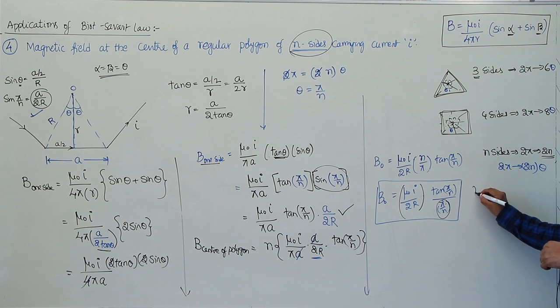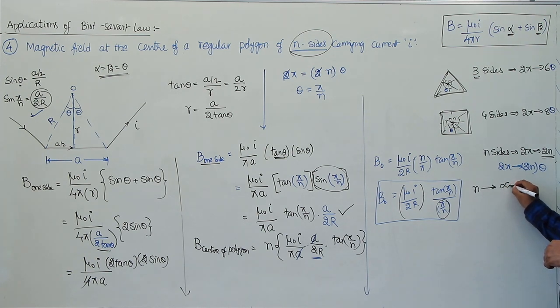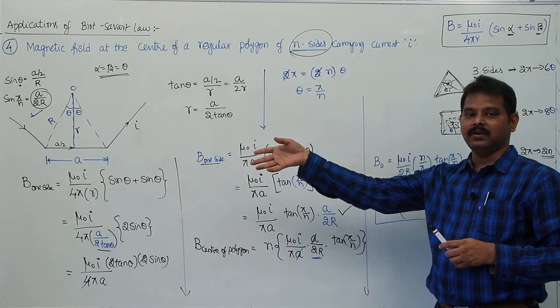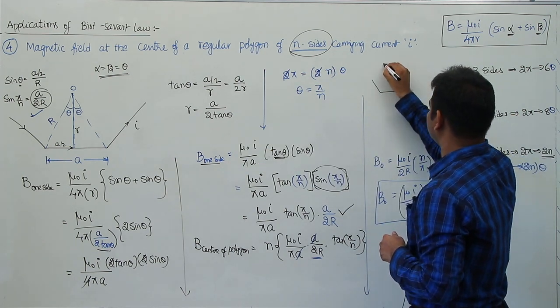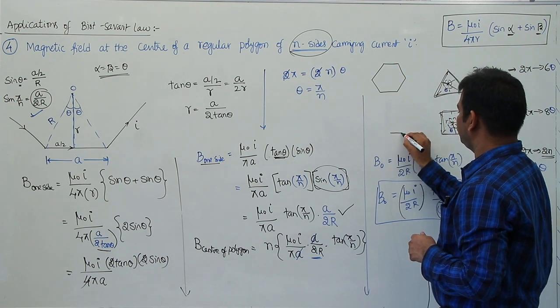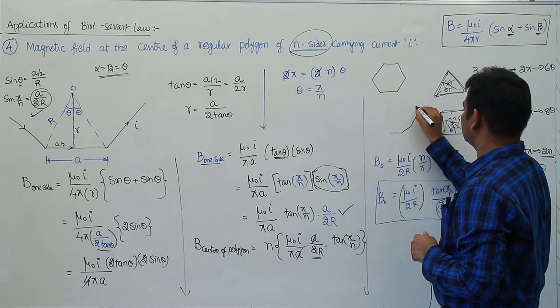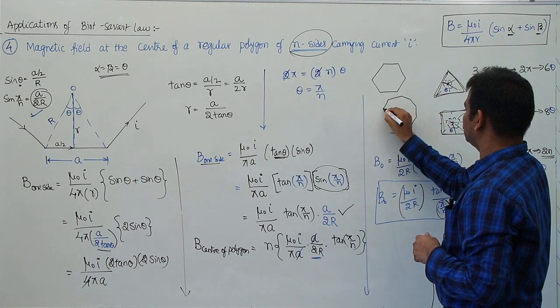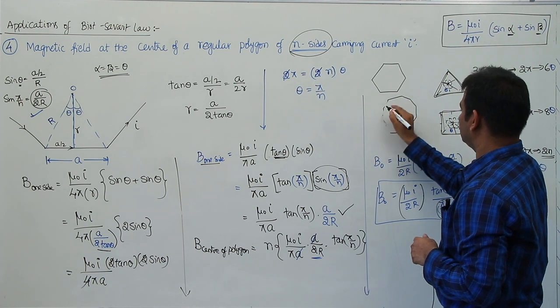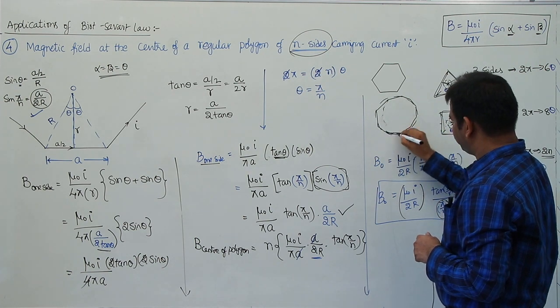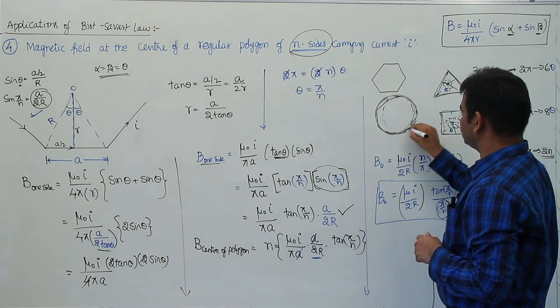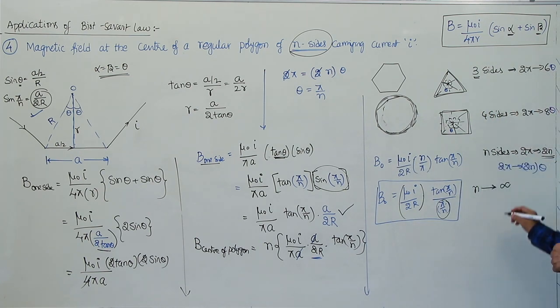In this expression, if n tends to infinity, if the polygon has infinite sides, see, if I want to draw a polygon like this, this is a hexagon. Similarly, if you take one more here, so if the number of sides increases, completely it will become a circle. So when n tends to infinity, the polygon becomes a circle.